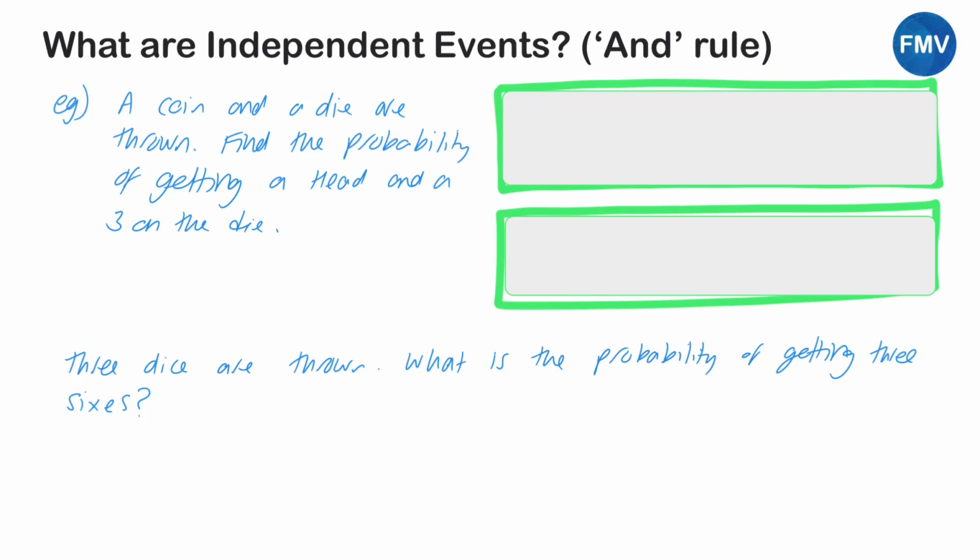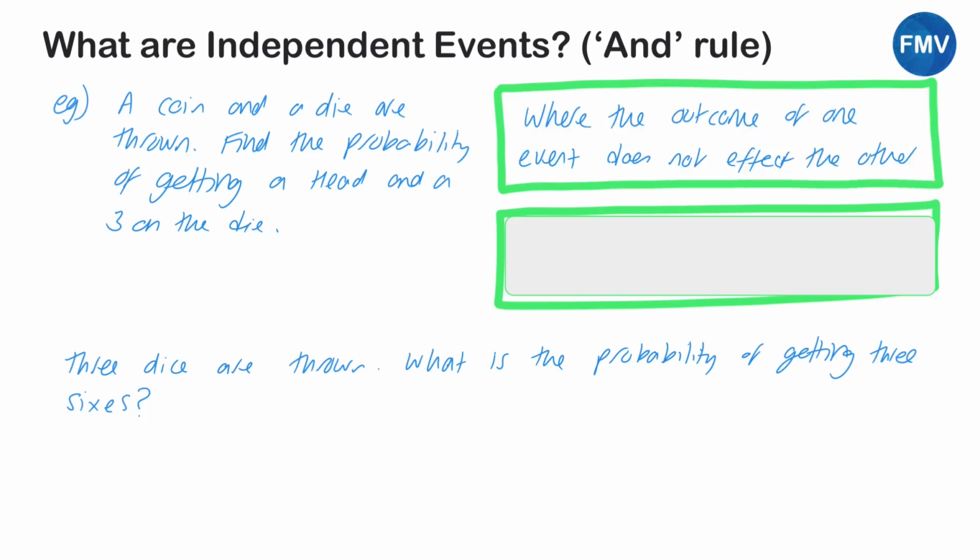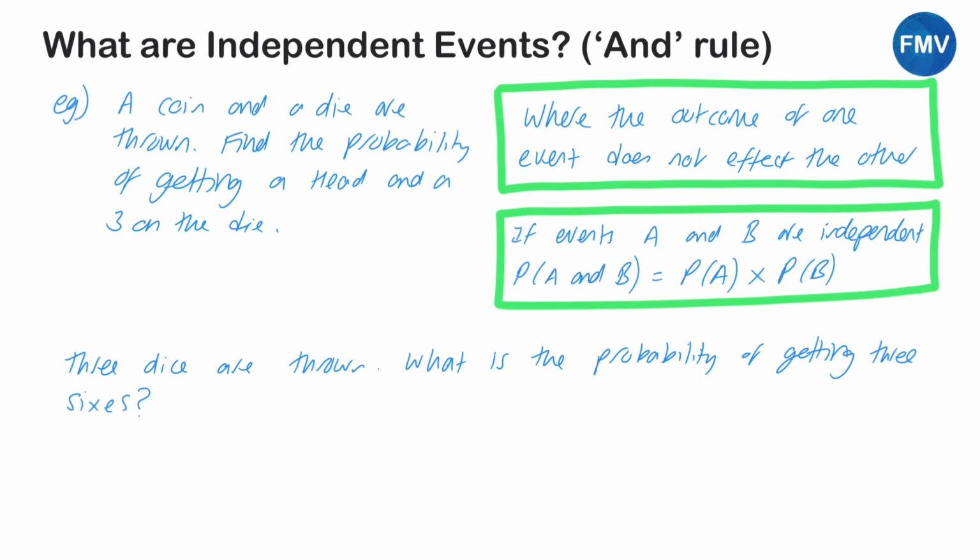What are independent events? They are where the outcome of one event does not affect the outcome of the other. In other words, if events A and B are independent, we can multiply them. So the chance of getting A and then the chance of getting B, you can multiply those events. So let's look at this.